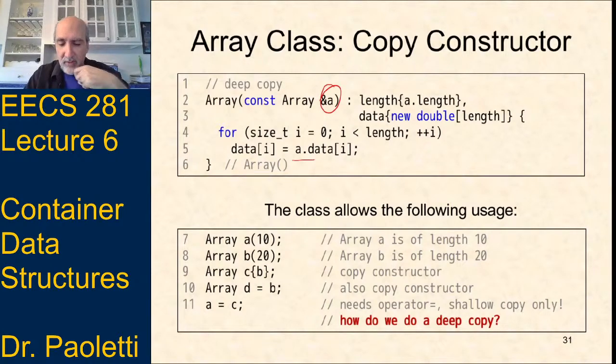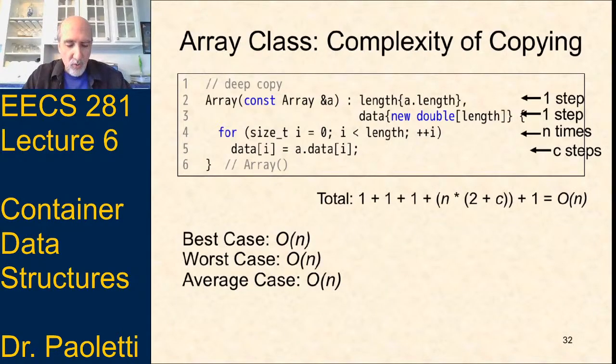So if we're going to write an operator equals, before we do that, time: O of n time. We've got to run the loop n times. The loop runs n times, it's O of n time to copy.